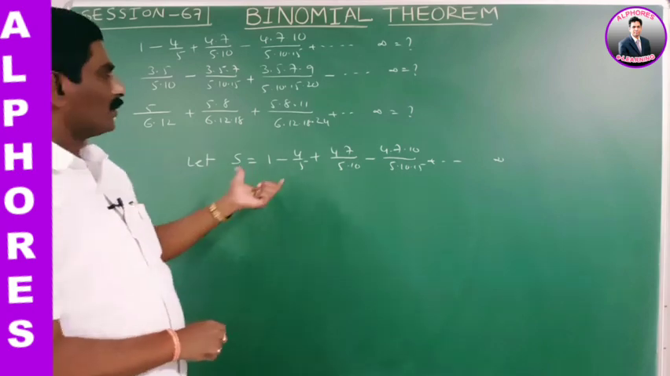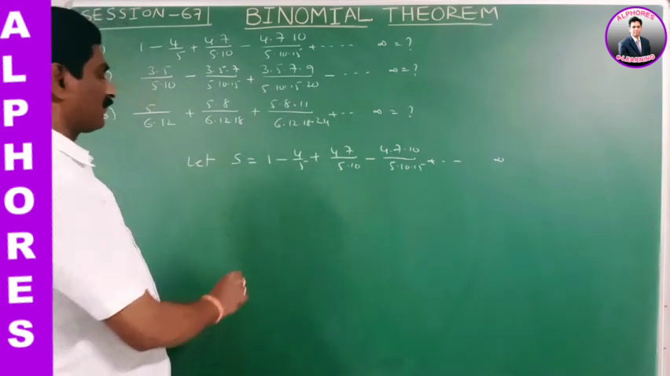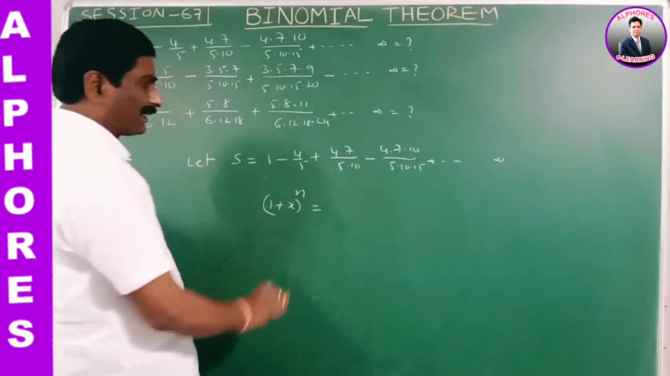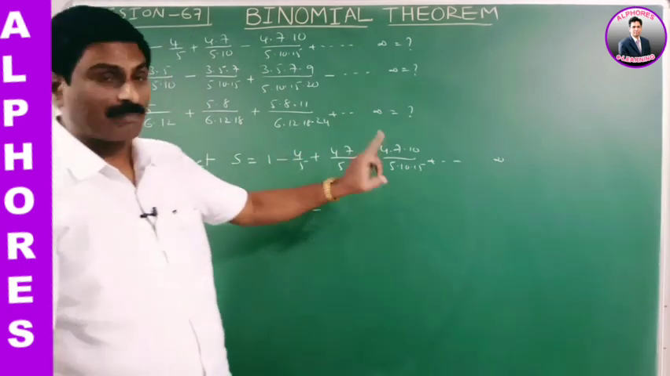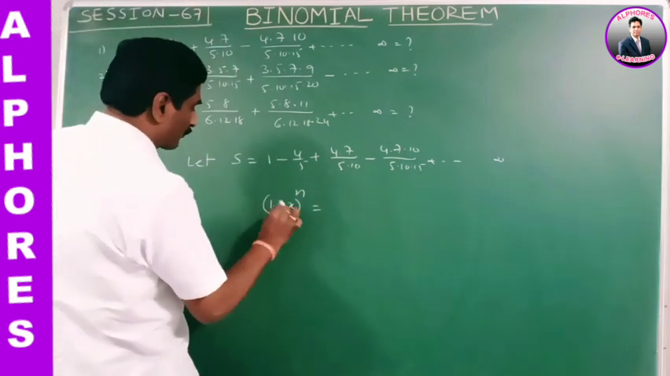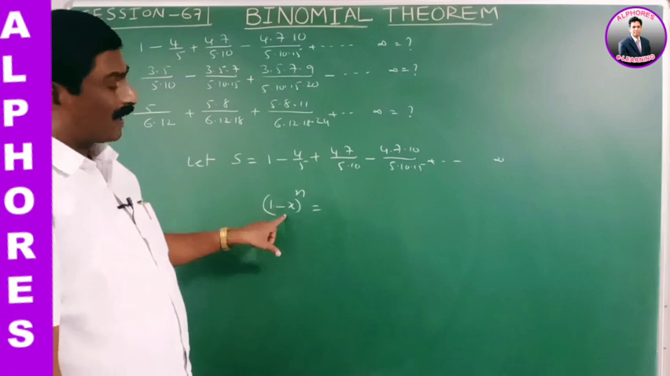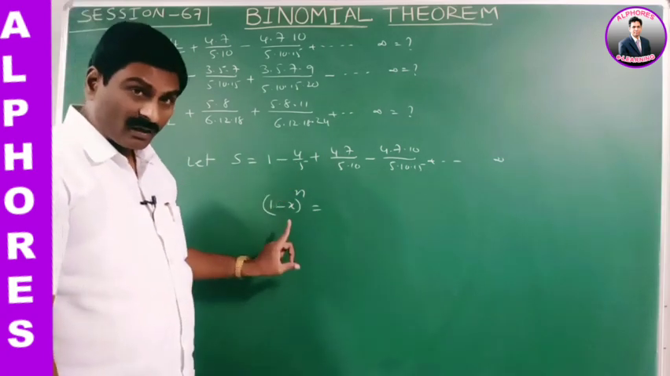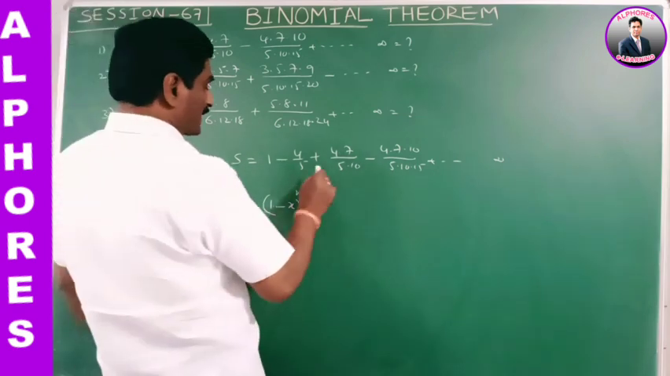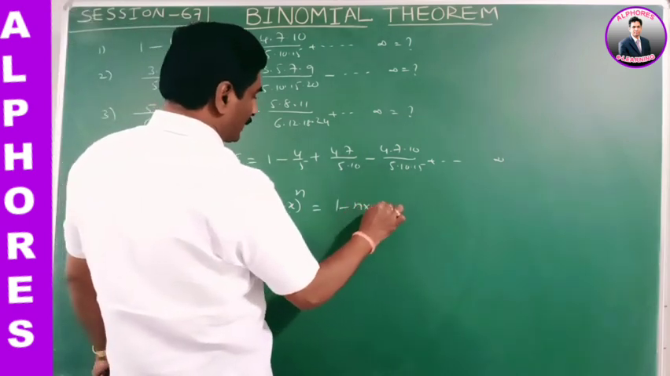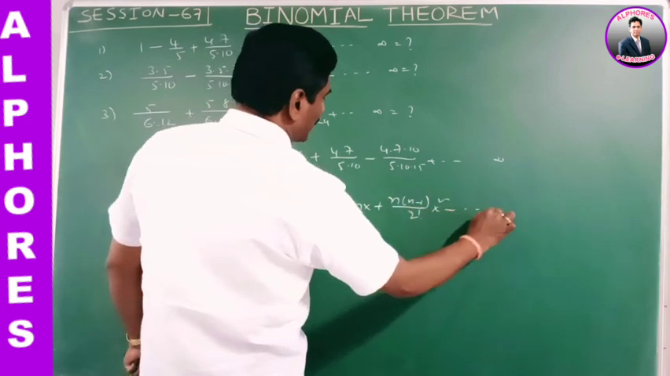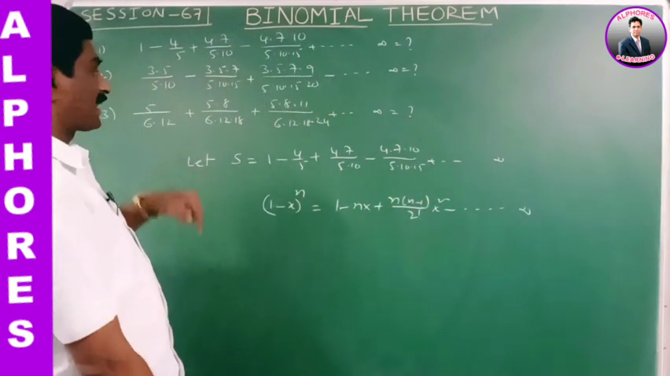Please observe this value. It is in the form of 1 plus x whole power n or 1 minus x whole power n. In this case, the sequence contains alternately plus and minus. So it is in the form of 1 minus x whole power n. For getting alternate plus and minus, 1 minus x whole power n or 1 plus x whole power minus n. Okay, it is in the form of 1 minus x whole power n. That means 1 minus nx plus n into n minus 1 by 2 factorial into x square minus so on infinite.